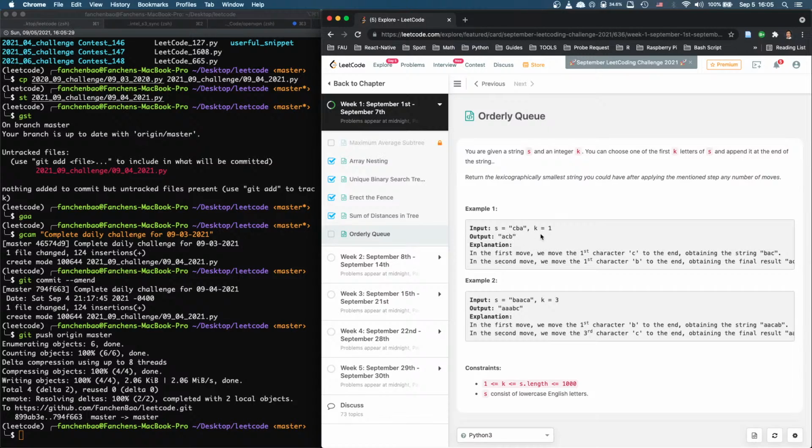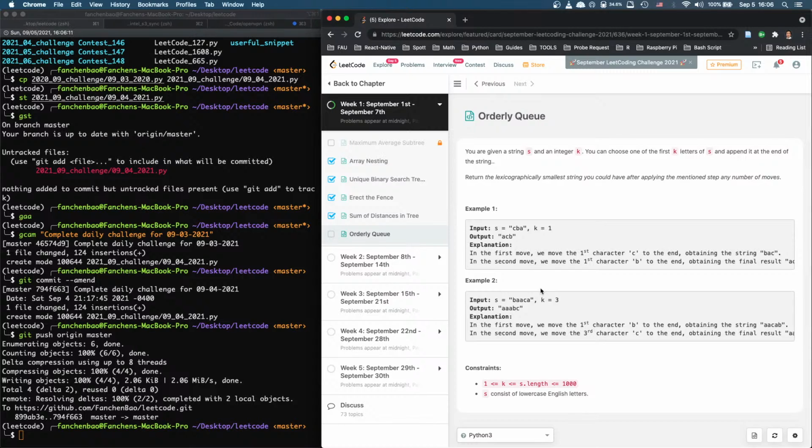So I can choose one. I move here, we get ACB. I can move 3, so I have to move BAA. And then we move CAA. Let me see. BAACA. So we move BAA, so it becomes CABAA. And then we move CAB, so it becomes AACAB. Nope, that's not how it looks. Oh, hold on. We move 3. It's CA.